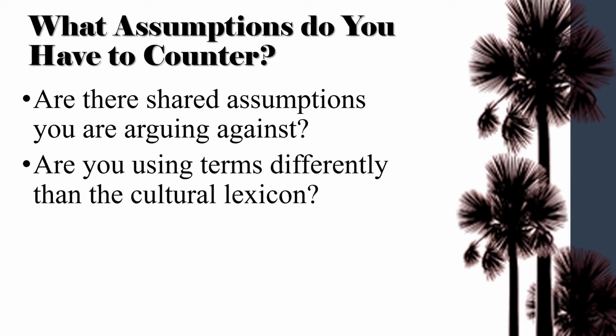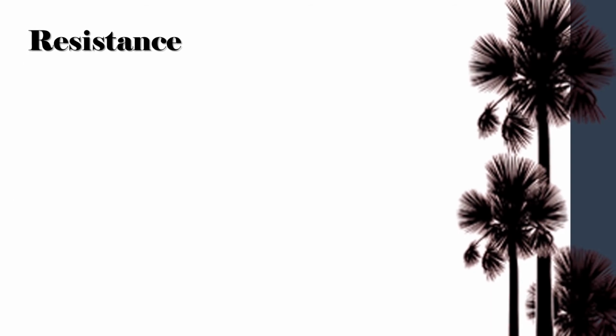If you are using terms differently to the cultural lexicon, it helps if you establish how you are using a term differently from what most people expect. For example, Clinton's redefinition of sex during the Lewinsky scandal. Understanding your audience is vital because the more resistant your audience, the more assumptions you have to address. The more work you need to do to persuade your audience that your position is, at the very least, viable.